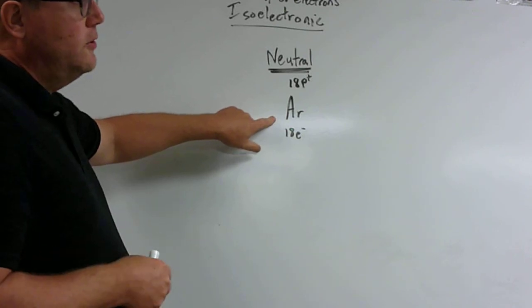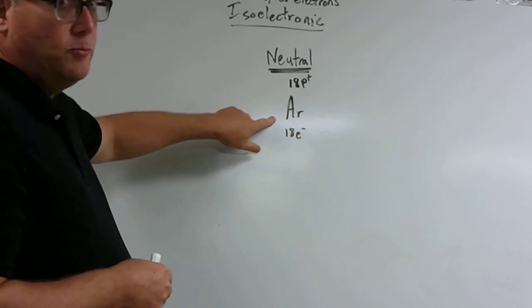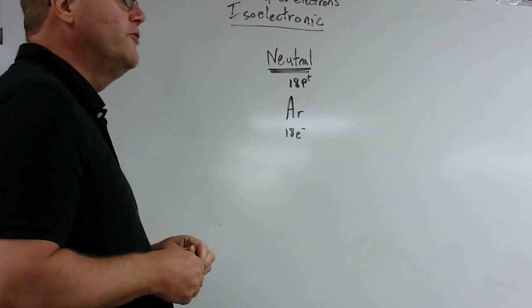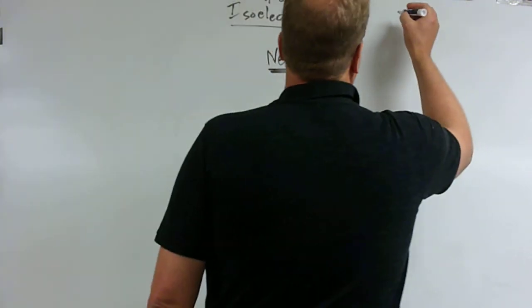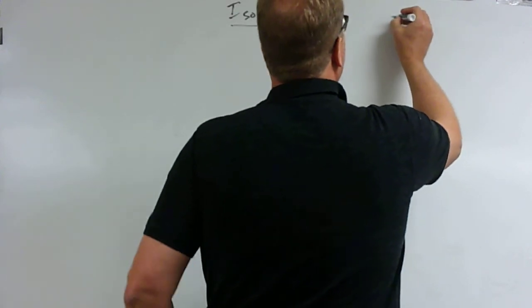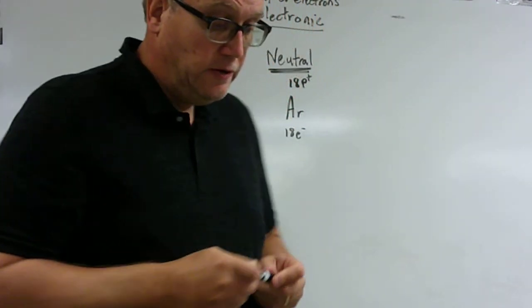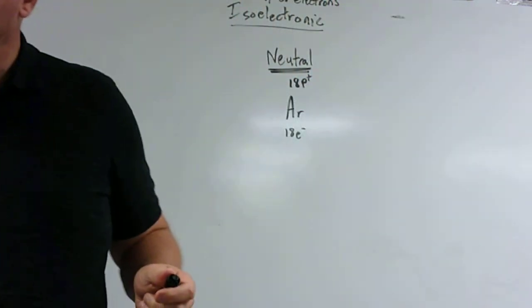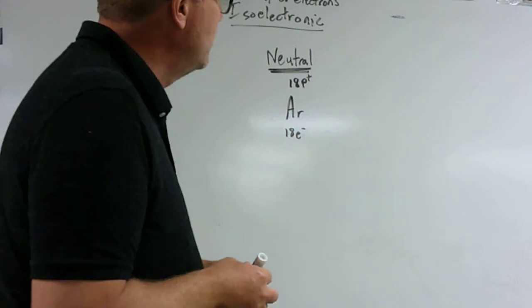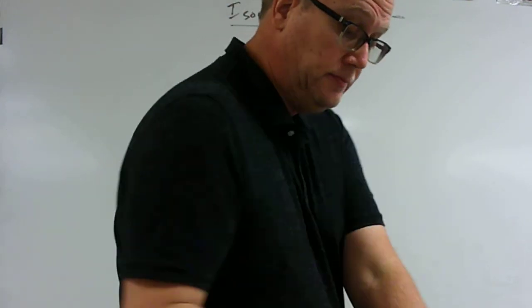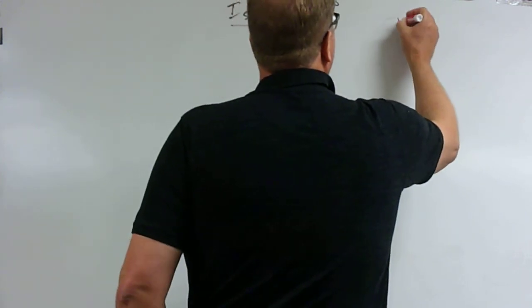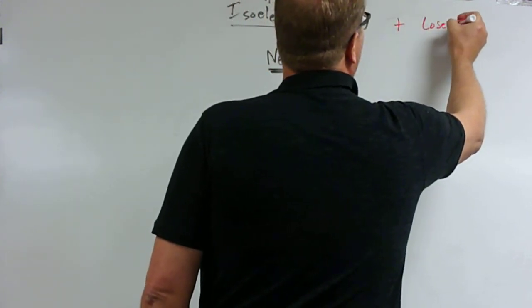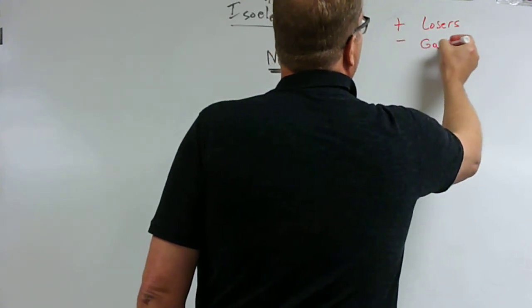The only way I can make something isoelectronic is I'm going to have to put a charge on it. I think if you remember, we said negatives were gainers and positives were losers, which means they lose electrons. So we have to figure out first who's going to be my gainers. No problems with this. So positives are losers, negatives are gainers.